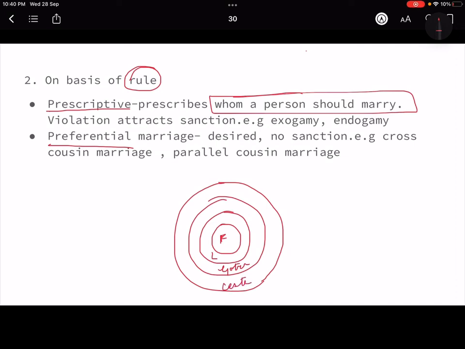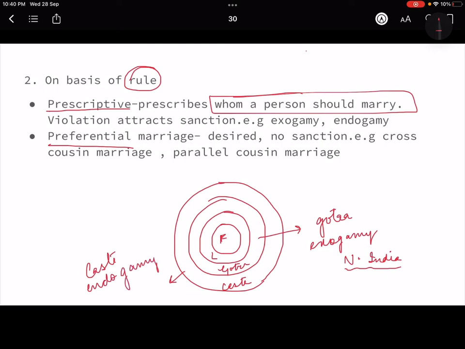If I just assume this is basically North India, this is how things operate when it comes to marriage. So in North India, more or less, there is gotra exogamy and caste endogamy. Endo means inside, exo means outside. That means gotra exogamy means the minimum unit out of which you're going to marry is your gotra. That means the gotra must not be the same. If you're going to marry a woman or a man, the gotra should be different.